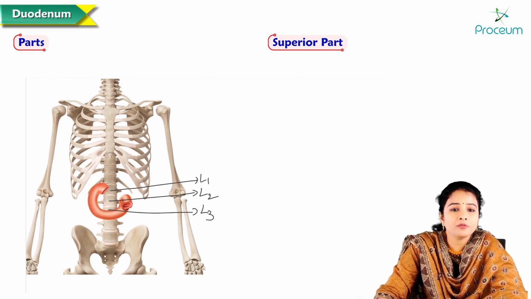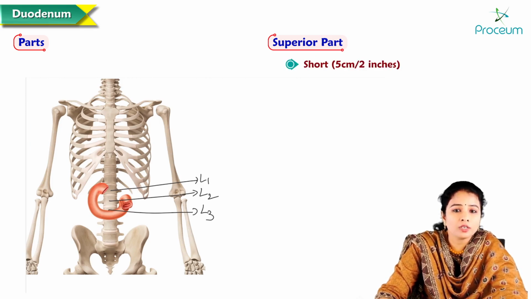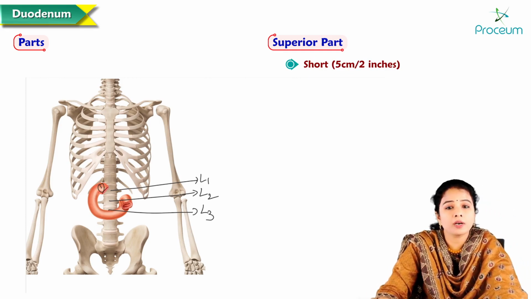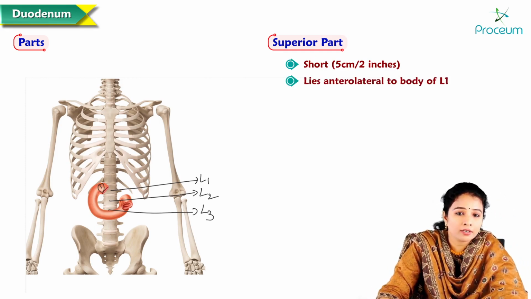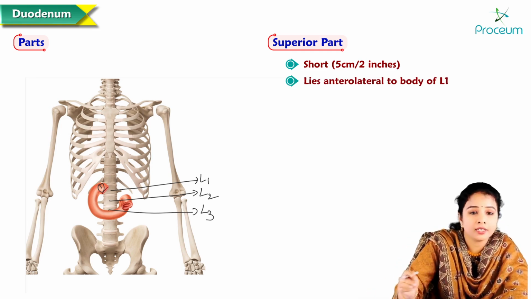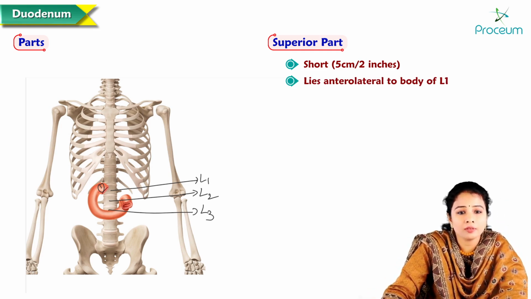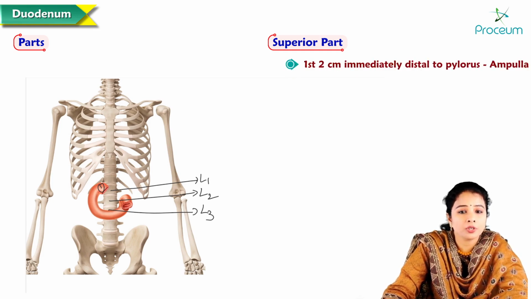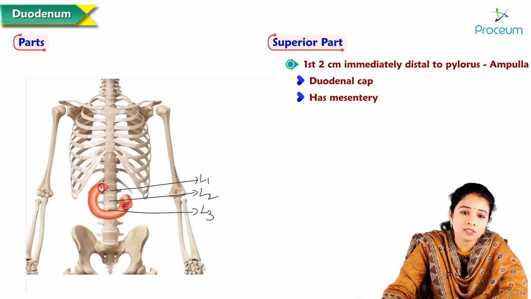The superior, first part is short, around 5 centimeters or 2 inches in length. It lies anterolateral to the body of the L1 vertebra, as we can see. The first 2 centimeters of the superior part, immediately distal to the pylorus, is known as the ampulla or duodenal cap, and it has a mesentery and is mobile.